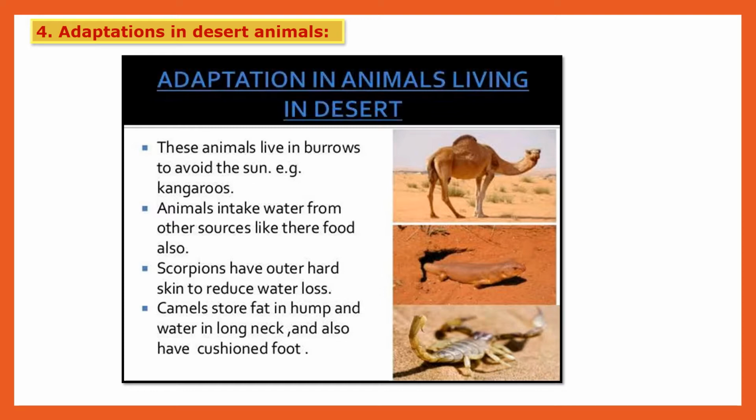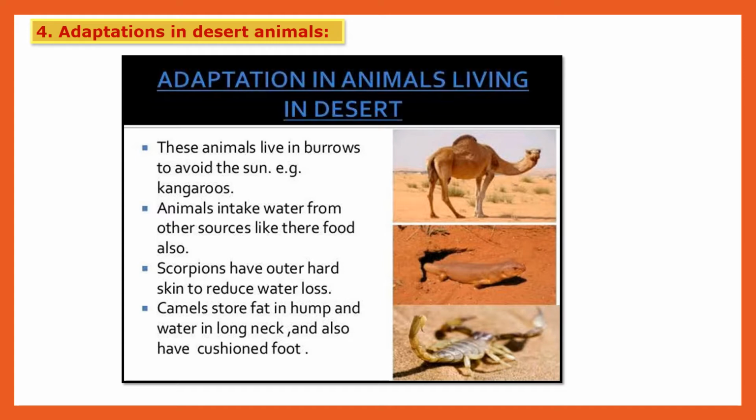Animals intake water from other sources like their food also. So these animals are taking water from other sources. Means not only are they taking water, but food also they are taking from other sources. Now scorpion is one of the desert animals. The scorpion has a hard outer skin, and due to that there is less water loss from the scorpion's skin.